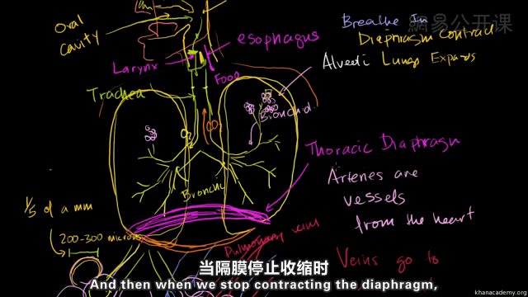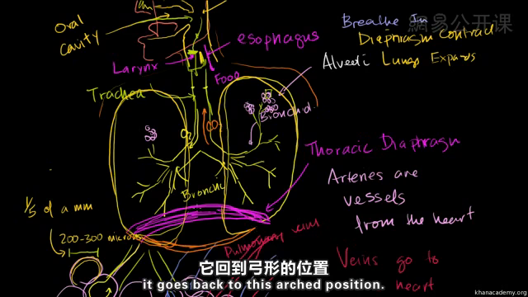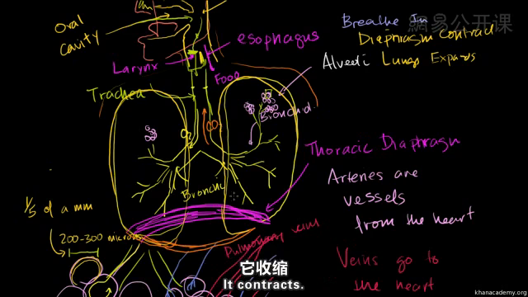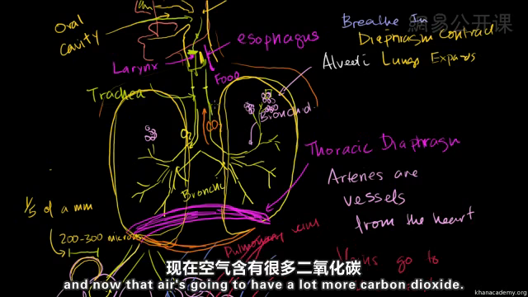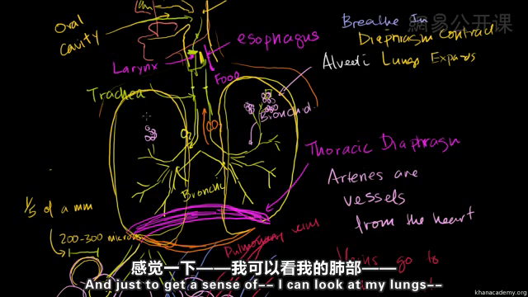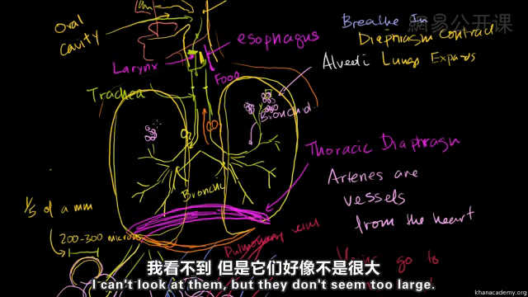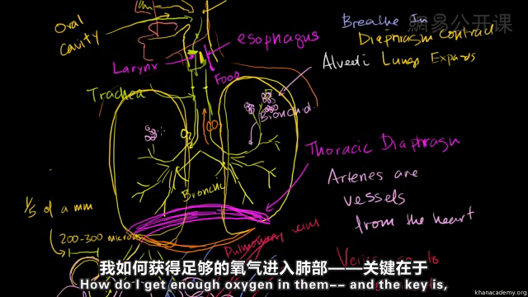And then when we stop contracting the diaphragm, it goes back to this arched position. It's kind of like a rubber band. It contracts back the lungs and it essentially expels the air back. And now that air is going to have a lot more carbon dioxide. And just to give a sense of our lungs, I can't look at them, but they don't seem too large. How do I get enough oxygen in them?